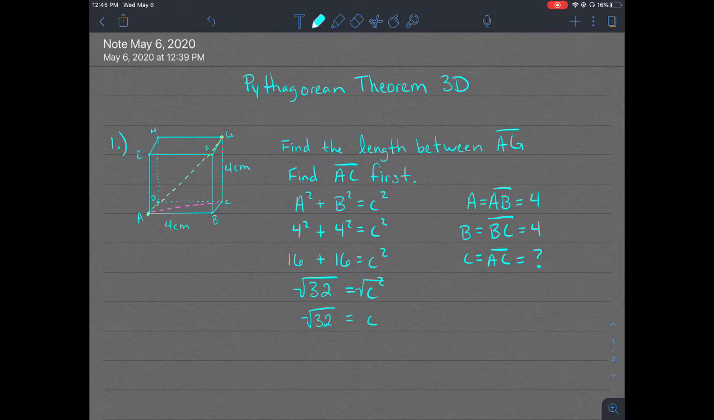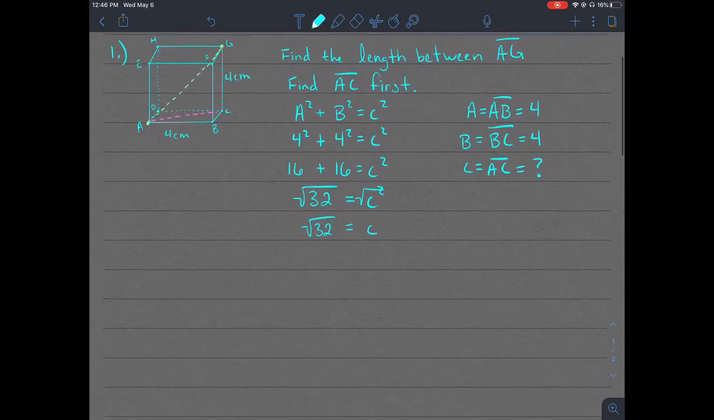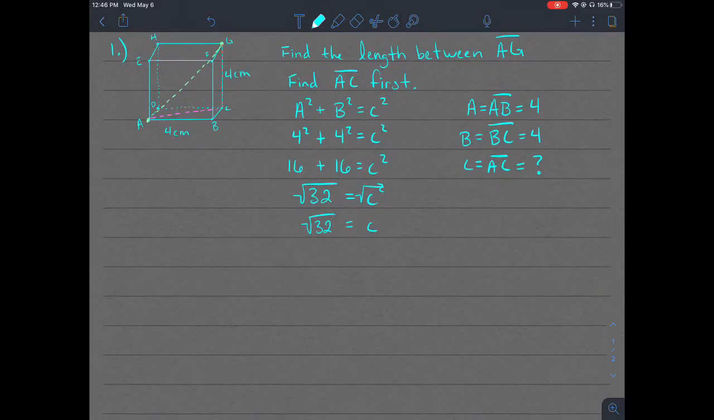Now leave it like that, okay? Leave it as the square root of 32. I'm okay with that. Okay, now we get to do the second part. That was part 1. Now part 2 down here.